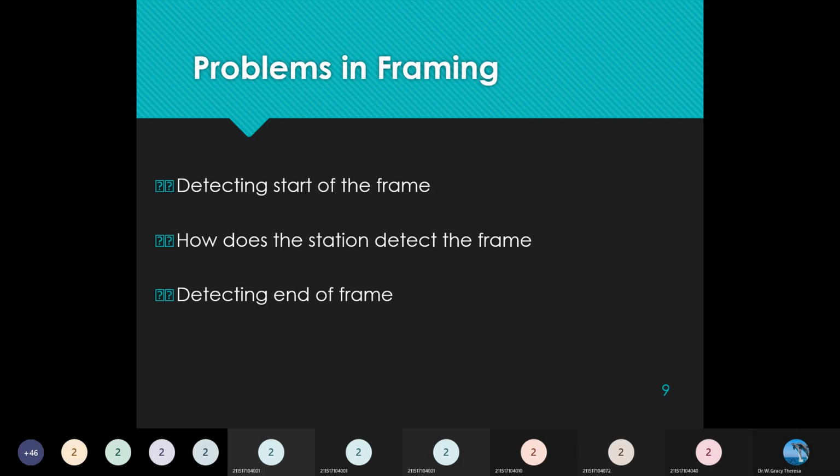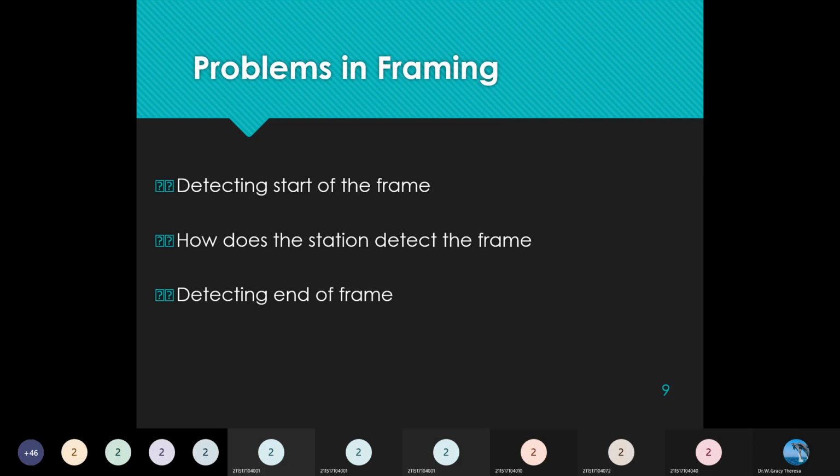There is nothing to worry about, because each and every frame has a flag at the top, in the first slot. The first part of the frame is nothing but a flag. That flag indicates that this is the starting of the frame, and at the end of the frame there is another flag to indicate that this is the end of the frame. So detecting the starting of the frame is done by means of a flag bit.